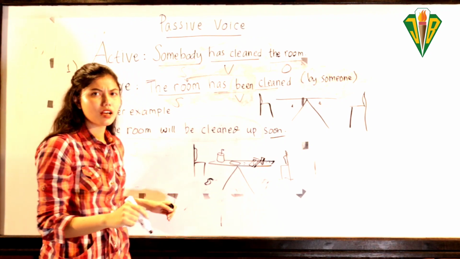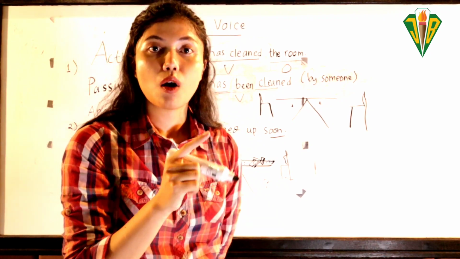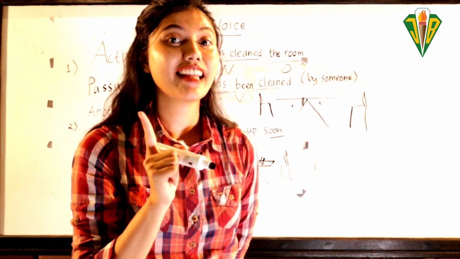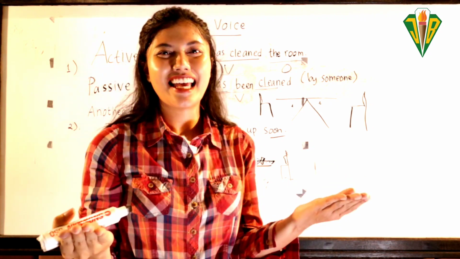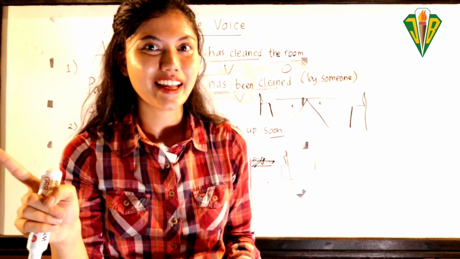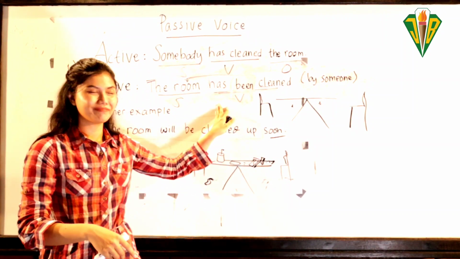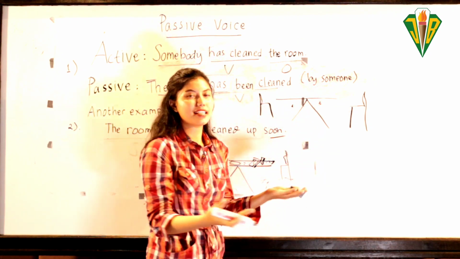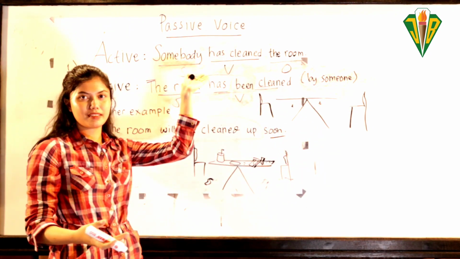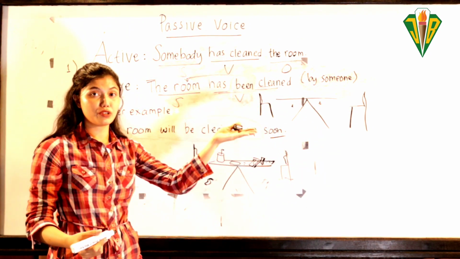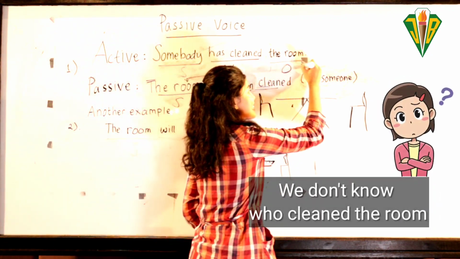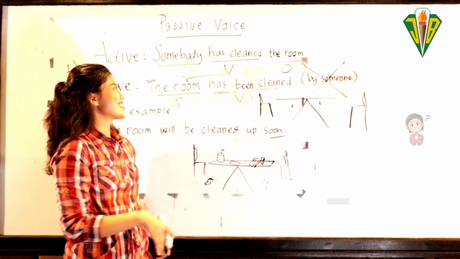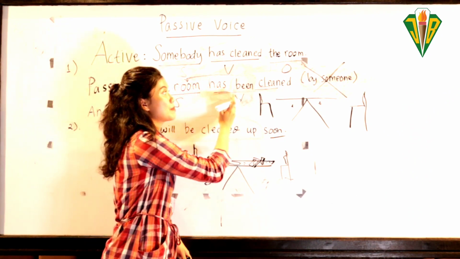Miss, why is there a been here? You'll know about it later on, so that it will not be confusing, right? One by one. So this is the verb. And then, by someone here, it's just mentioning the person. But because we don't know who the doers are, we can neglect it. Cross it out, and that's it. So, we have: the room has been cleaned.